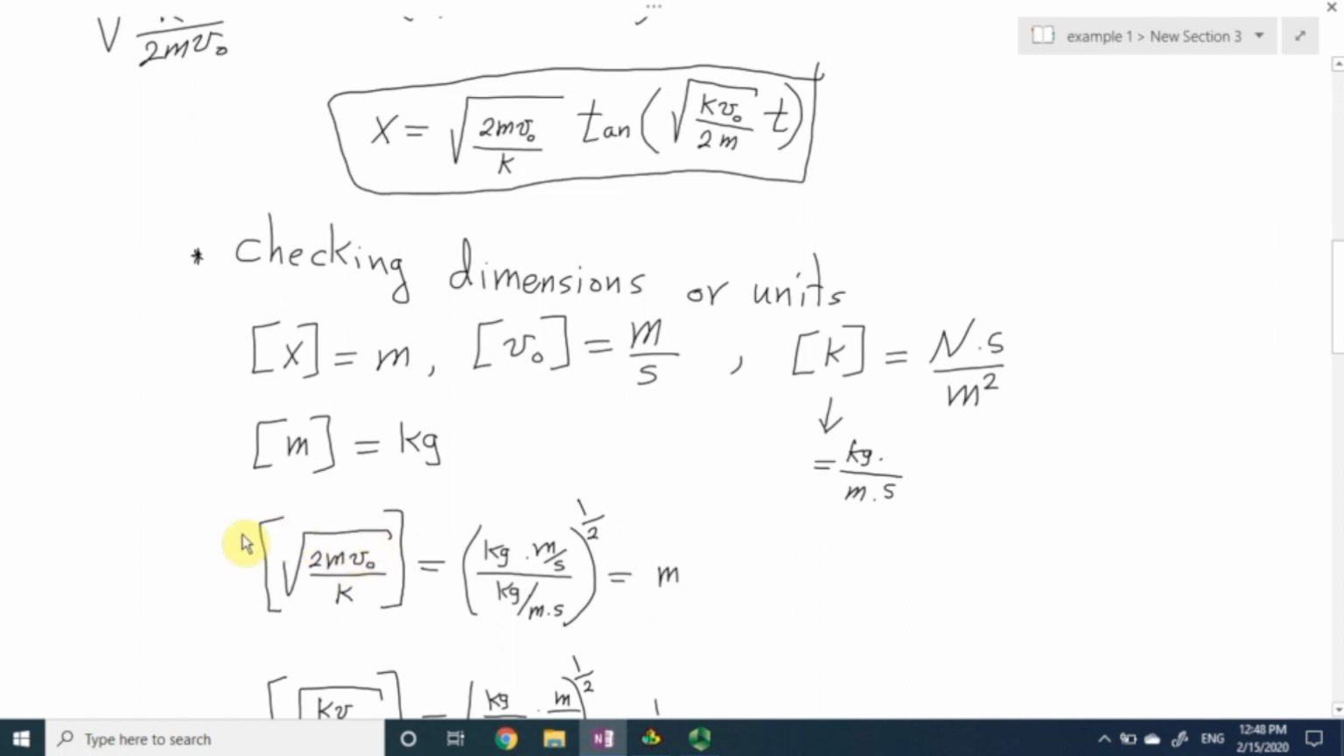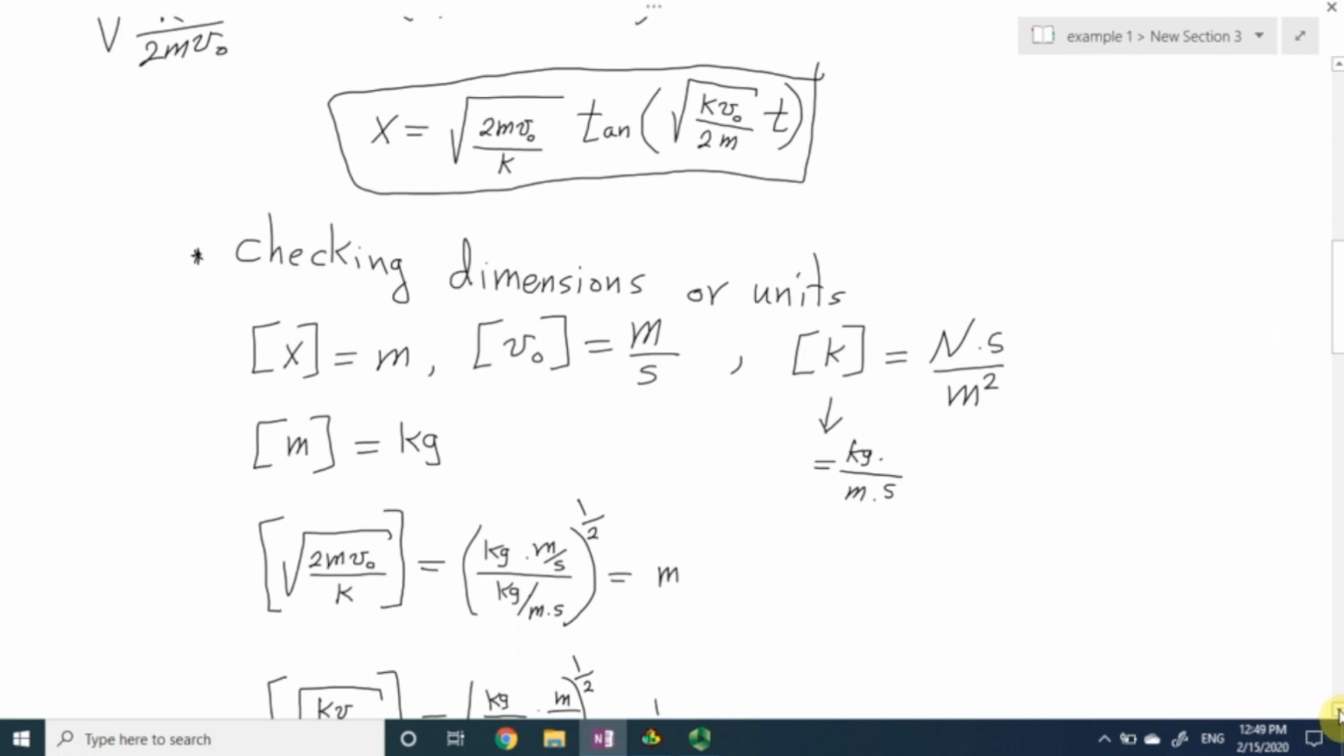Now, the unit of this constant is equal to, there's a square root, so that's to the power half here I wrote. Now the number 2 doesn't have units, so just drop it. And remember, we are not checking numbers here, we are only checking units. So mass is in kilogram, velocity V naught is in meter per second, and the constant K is kilogram over meter times second. Simplifying this will easily give you the unit of meter. So that's correct. So we got the correct unit.